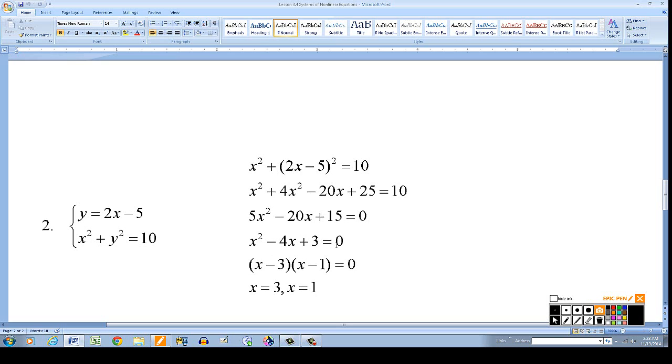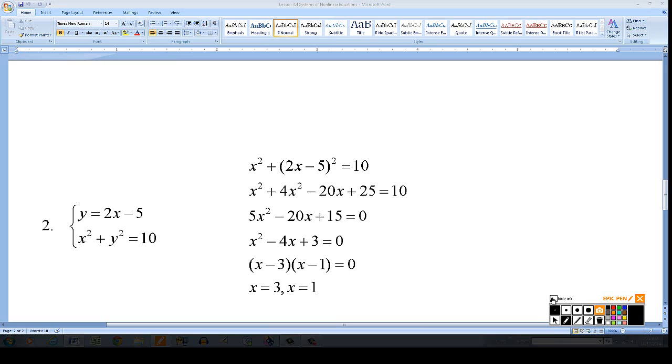And then I factor this out. Factors into x minus 3, x minus 1. So that tells me then that possible solutions are going to occur at x equal 3, x equal 1. So we want the y's that correspond to these. So again, I always like to pick the simplest equation. So the first one is a line. It's already solved for y, so I put a 3 where the x is.